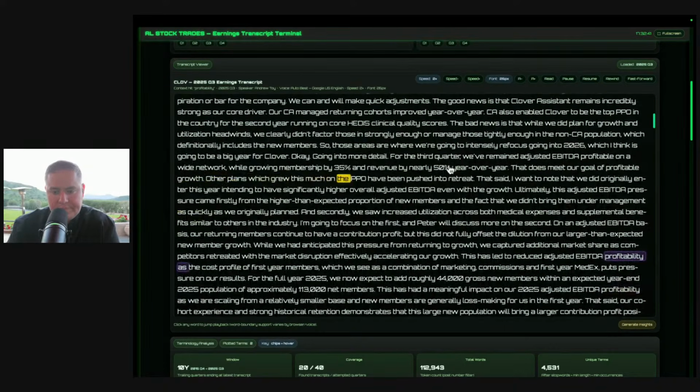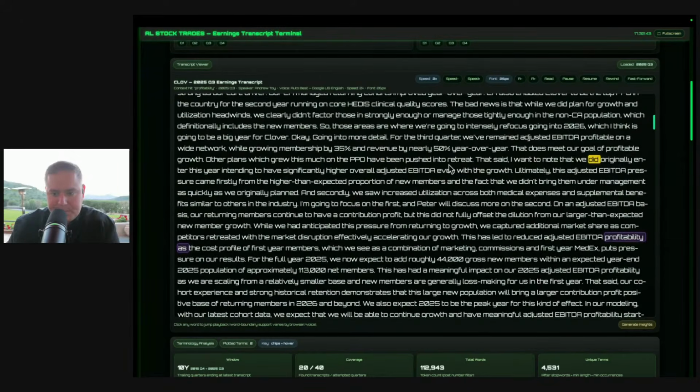Other plans which grew this much on the PPO have been pushed into retreat. That said, I want to note that we did originally enter this year intending to have significantly higher overall adjusted EBITDA even with the growth. Ultimately, this adjusted EBITDA pressure came firstly from the higher than expected proportion of new members and the fact that we didn't bring them under management as quickly as we originally planned.